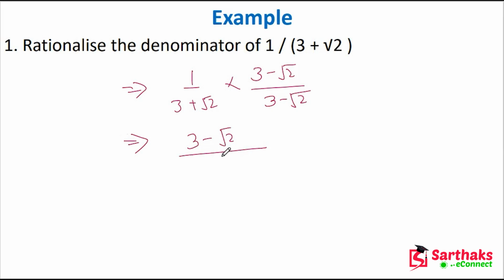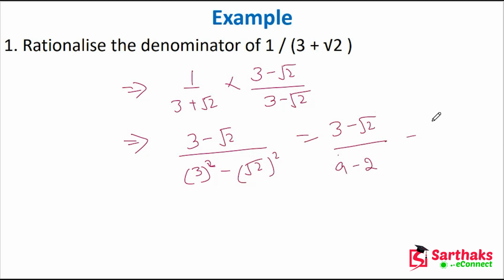This rationalization is always valid in the denominator when the denominator is in the form of a square root. This is the (a plus b)(a minus b) formula, so we can write 3 square minus under root 2 square. So the result is 3 minus under root 2 upon 9 minus 2, which is 3 minus root 2 divided by 7.